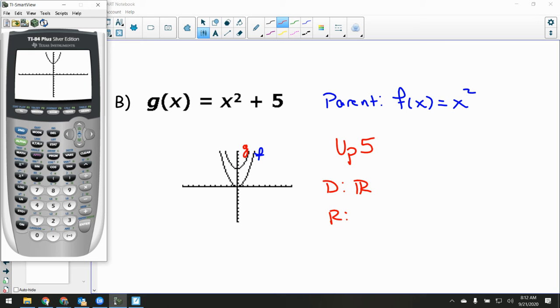Oh, come on, somebody other than Colton. Come on now, people. Don't make me draw at random. What's the range? Ms. Walls. Greater than or equal to 5. Very good. Greater than or equal to 5.